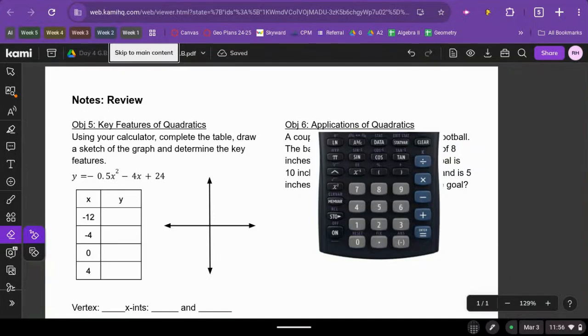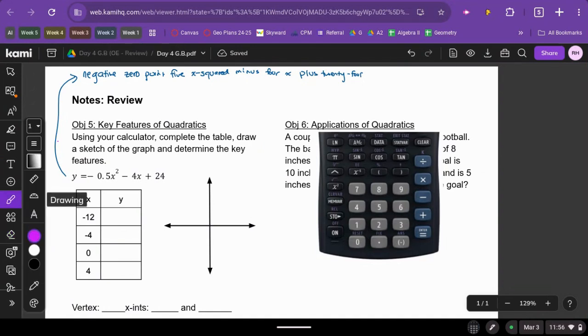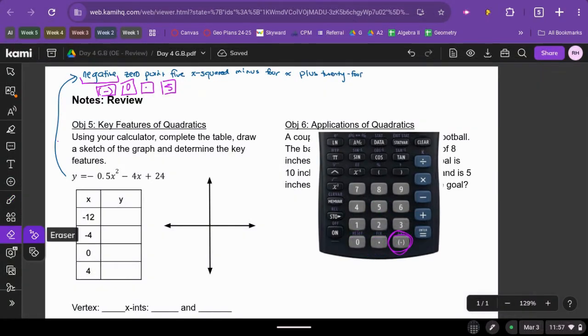So what I do is I read that equation out just as I did, and in my head I'm thinking it in terms of words: negative 0.5x squared minus 4x plus 24. From then, I can use translation into the calculator. The negative button is this button down here, so I'm going to type in that negative button and then press the 0.5 on the calculator.